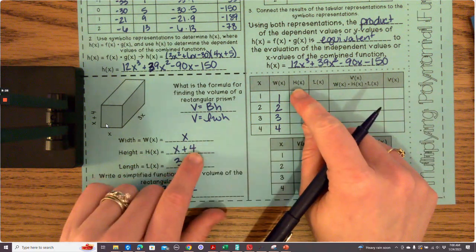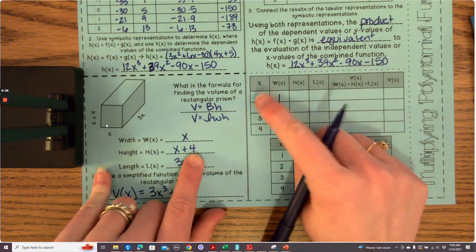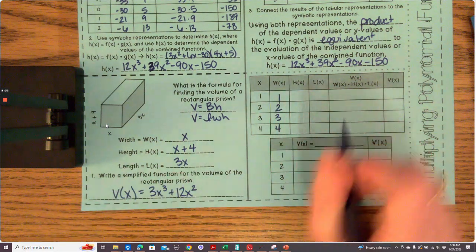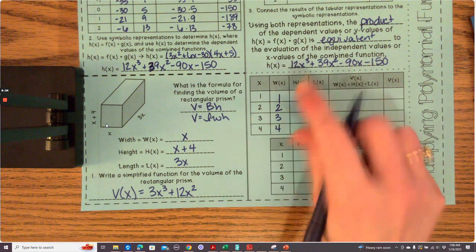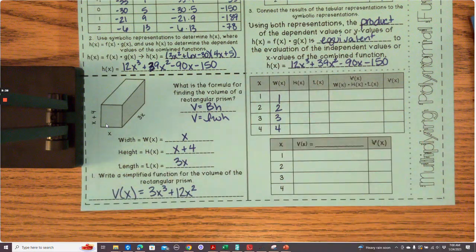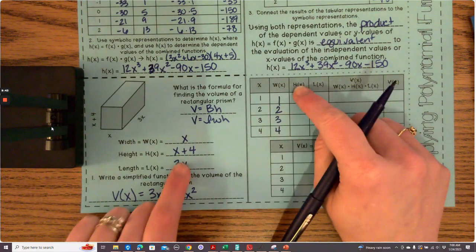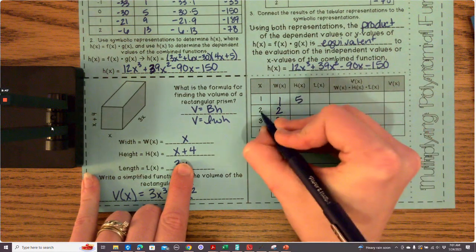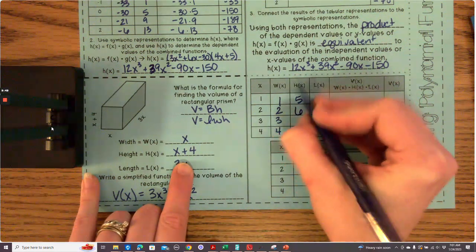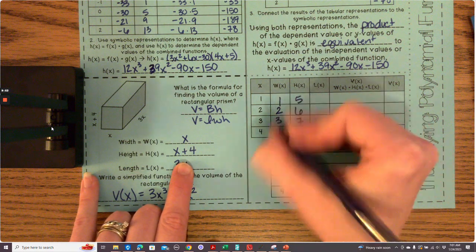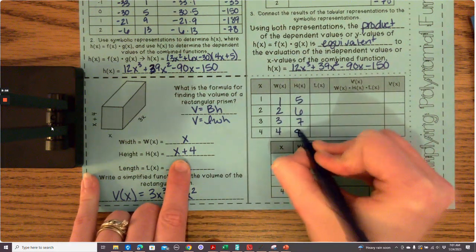So for the height, we're adding 4 to x. So if x is 1, then the height, just a second. So the height would be 5. If x is 2, the height would be 6. If x was 3, the height would be 7. And if the x was 4, the height would be 8.